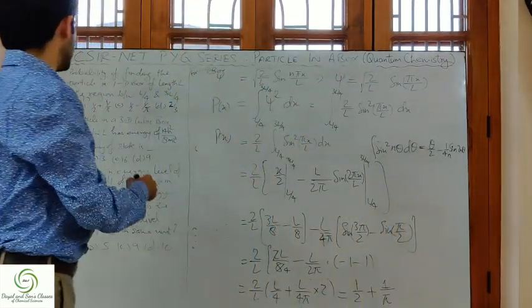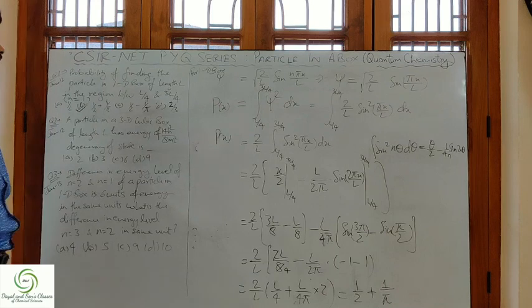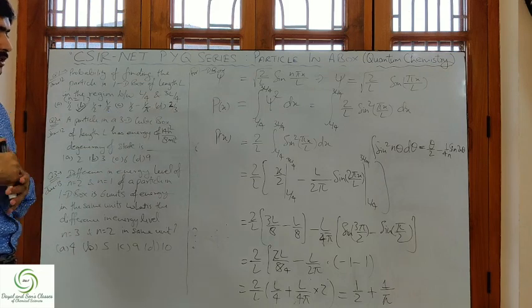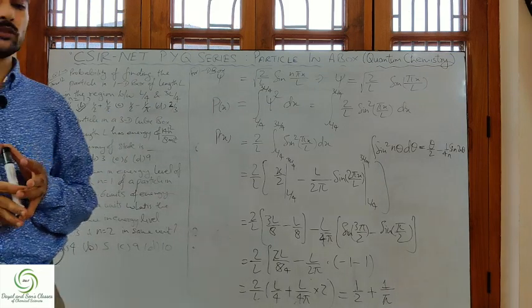So the correct option was option number B, 1 by 2 plus 1 by pi. The probability of finding the electron in a 1D box in the region L by 4 to 3L by 4 is 1 by 2 plus 1 upon pi.